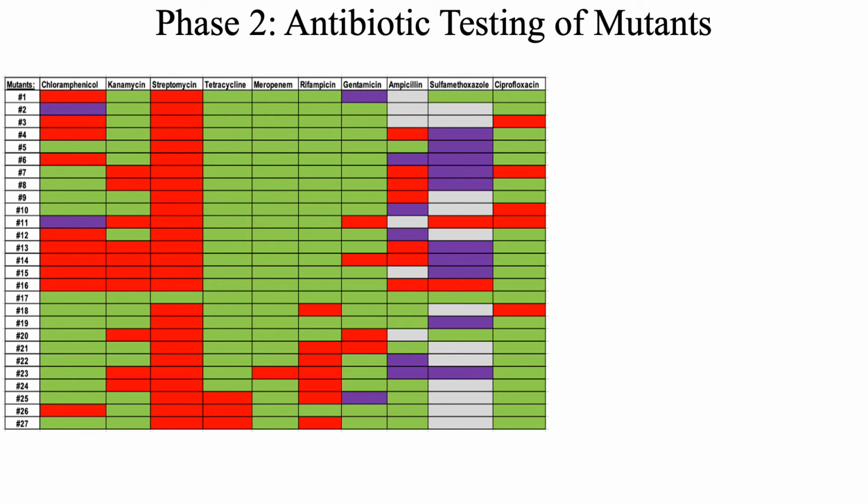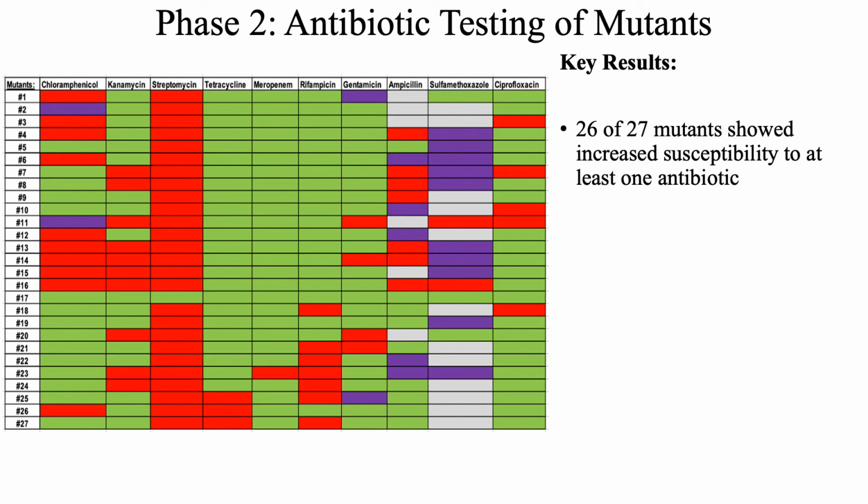Basically, the green indicates that antibiotic and mutant combination grew better than the parent strain, therefore it was less susceptible to the antibiotic. The images in the red and purple indicate that the mutant grew less in the antibiotic compared to the parent strain, therefore it was more susceptible than the parent strain. The ones in gray indicate ambiguous results and will not be discussed at this time.